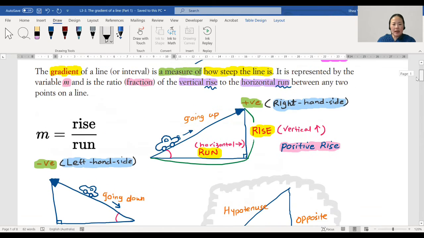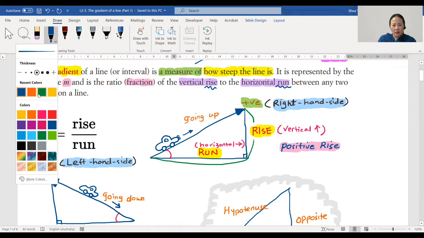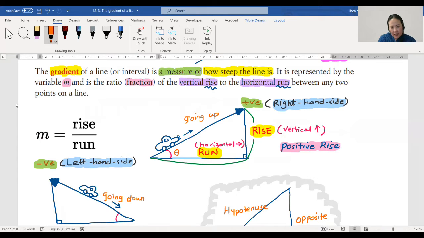Gradient is basically how steep it is. If I look at this car going up the hill here, you see the angle on the triangle there, which I'll put as a theta. That angle can be my gradient, how steep it is. Or what we're doing today is measuring gradient in terms of a number. To do that, we need rise over run. So gradient equals rise over run.